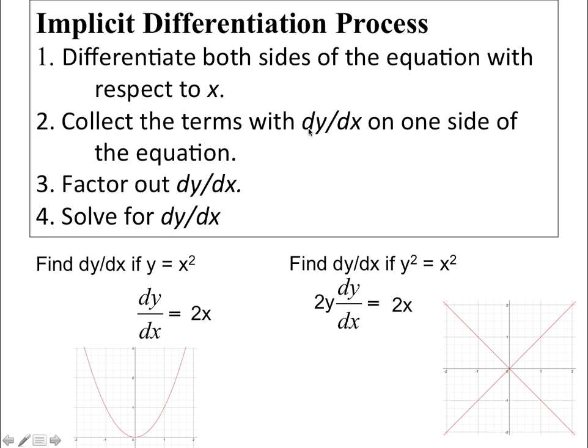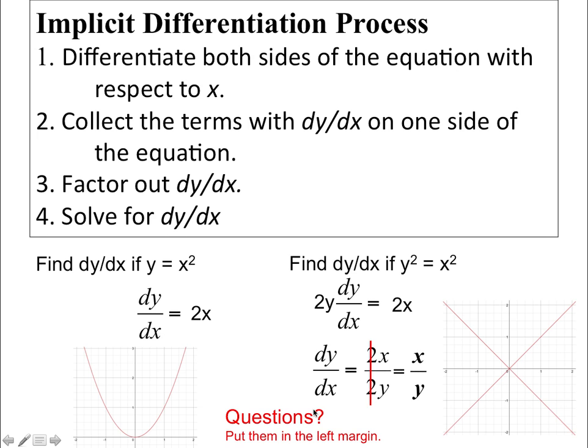Now we're going to collect the terms with dy/dx on one side. Well, the terms with dy/dx are already on the left, so we really don't even have to do step 2 in this case. Which means we don't have to do step 3 either. If there's no collecting, there's no factoring. So we're down here at step 4, where we solve for dy/dx, which means we have to divide out the 2y. So we divide each side by 2y, and we get this expression. So there's the expression for the derivative. And if I simplify that, I get x over y.